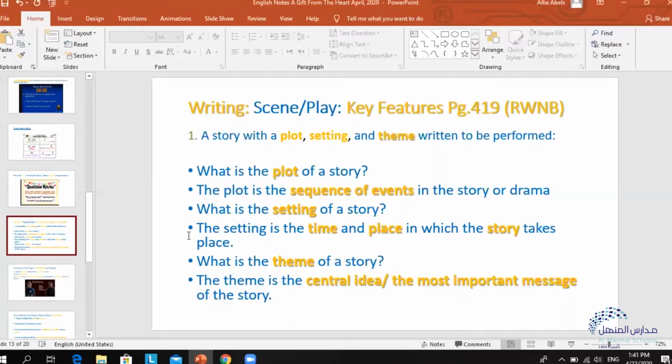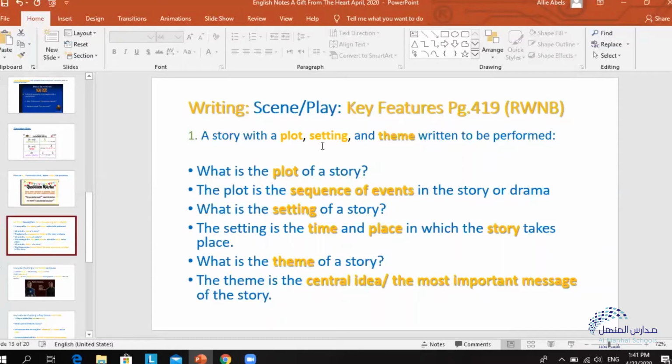So what are the most important features, and what is really necessary for us to have in our play when we are writing it? The first thing that we need to have when we write a play is a story. We need to write a story that includes a plot, a setting, and a theme. Previously I explained that a plot is the sequence of events, what happens in the story: what happens at the beginning, what happens in the middle, and how the story ends. That is basically a plot.